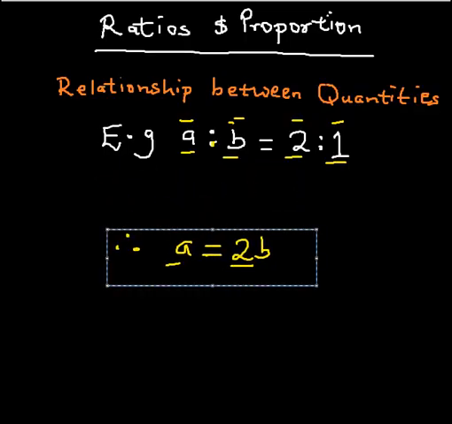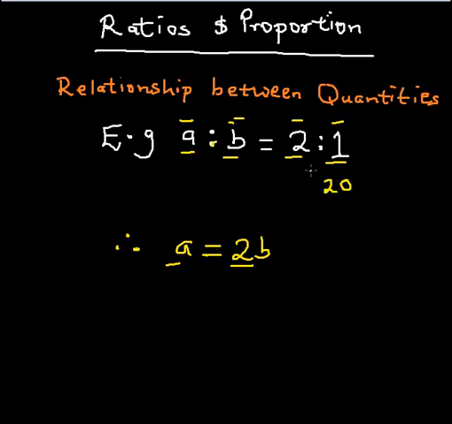So which simply means that if B happens to be 20, then definitely you will have A to be equal to 40. Now ratio is really very important because you can use ratio in sharing. Ratio is good in a sharing formula.